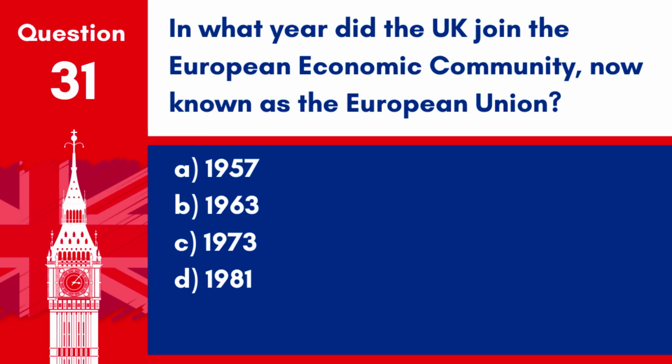Question 31. In what year did the UK join the European Economic Community, now known as the European Union? A. 1957. B. 1963. C. 1973. D. 1981. Answer C. 1973. The UK joined the European Economic Community, now known as the European Union, in 1973.